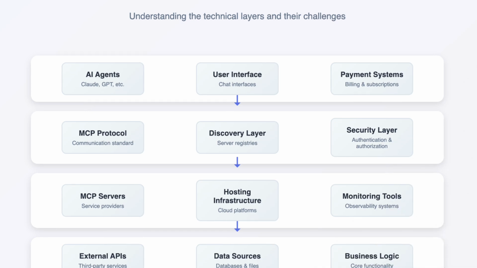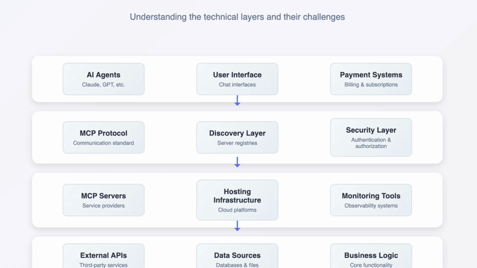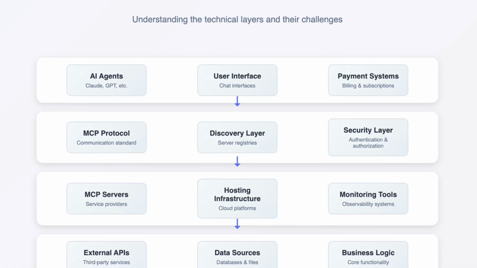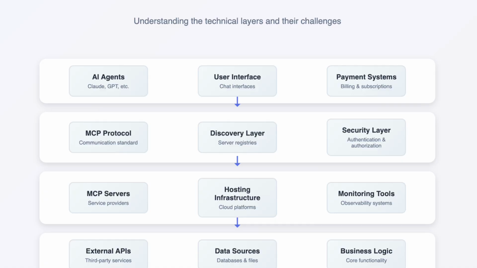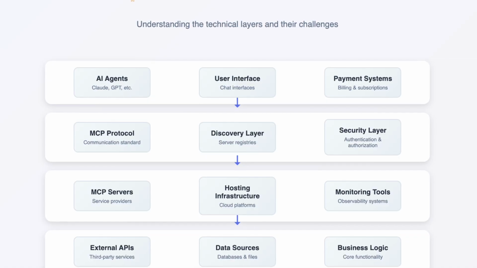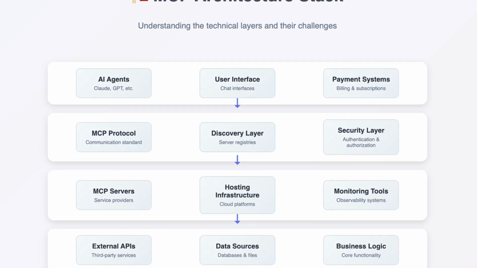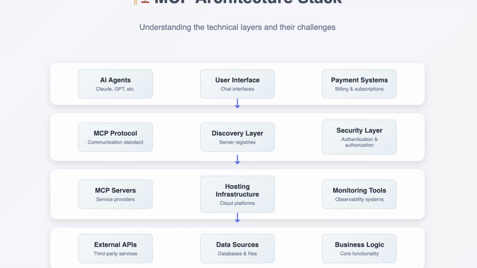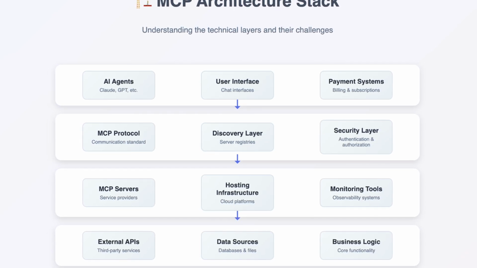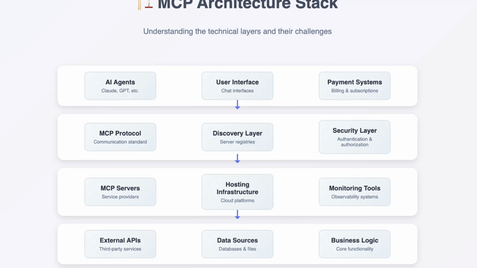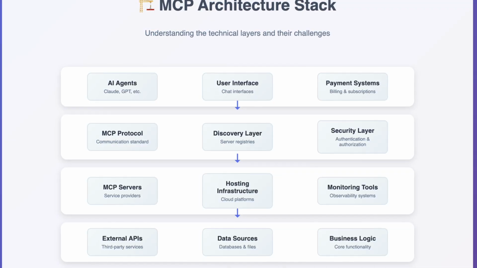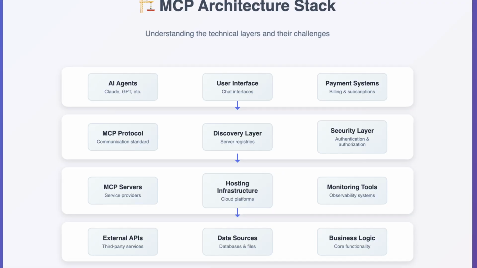From a technical perspective, the MCP ecosystem comprises several layers. At the top, we have AI agents and user interfaces, supported by payment systems. Below this lies the core MCP protocol, alongside discovery and security layers. The next level consists of MCP servers and their underlying hosting infrastructure, coupled with monitoring tools. And at the base, we find external APIs, various data sources, and the business logic that drives core functionality. Each layer presents its own set of challenges and opportunities for enhancement.